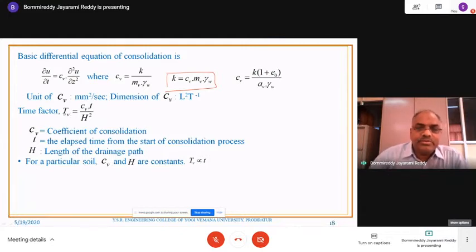In all these equations, you need to understand which parameter is constant, which parameter is variable, and when it is constant or variable. So Cv is the same for a given soil, and H is the same for a given drainage path.